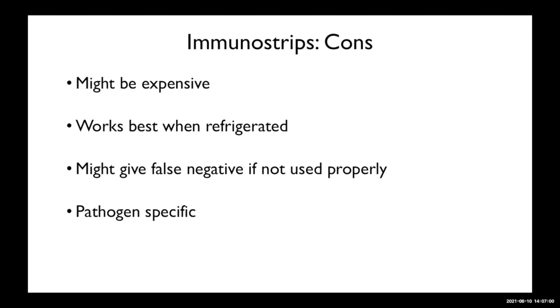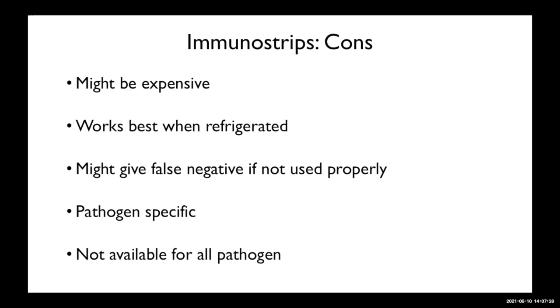Sometimes, when we do the troubleshooting, it might be negative, but your sample could still have the pathogen that you're looking for. It is very pathogen specific, because it works on that antigen-antibody concept. You cannot say, this one is for cucumber mosaic virus, and I'm going to use it for tobacco mosaic virus. It's not going to work that way. It is very specific.